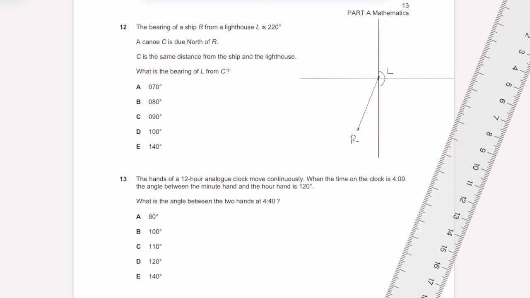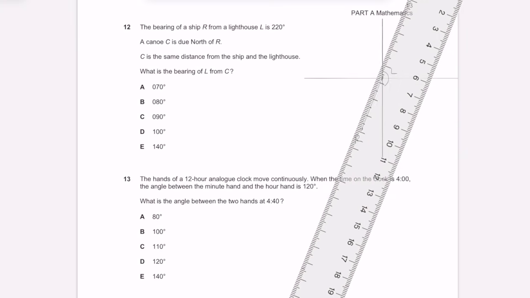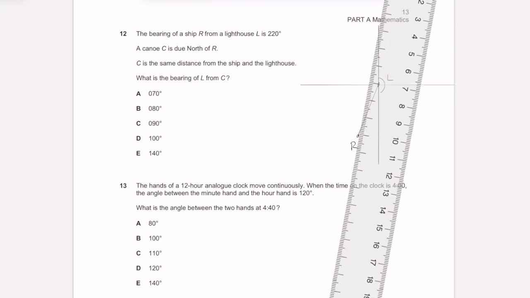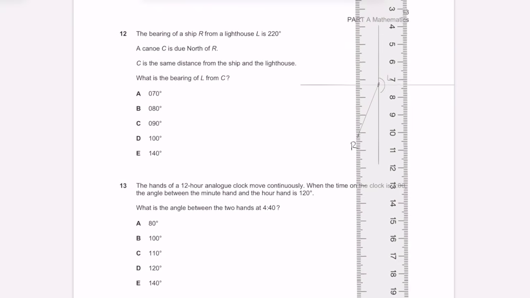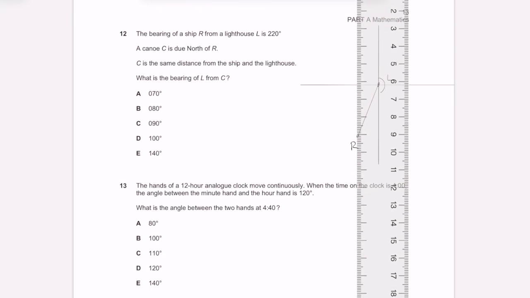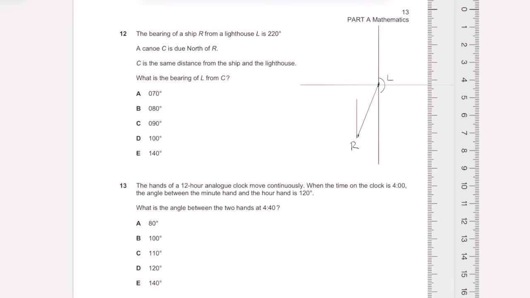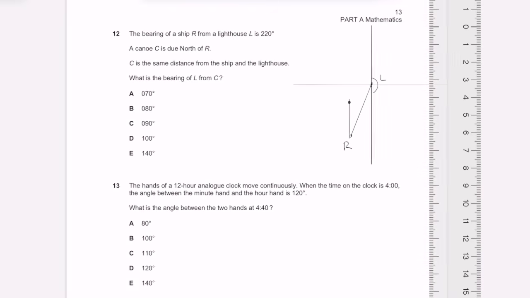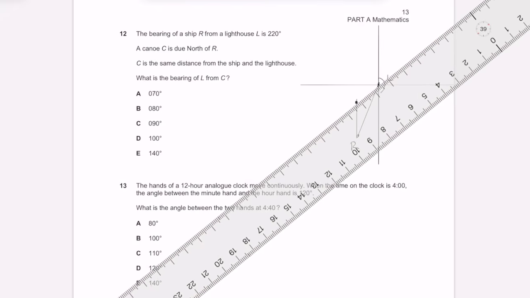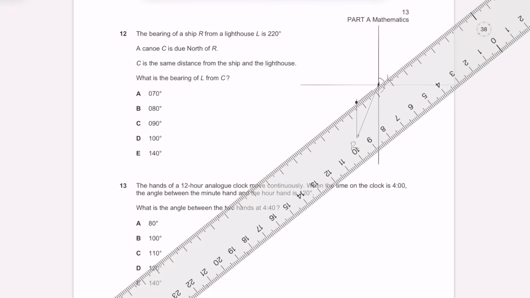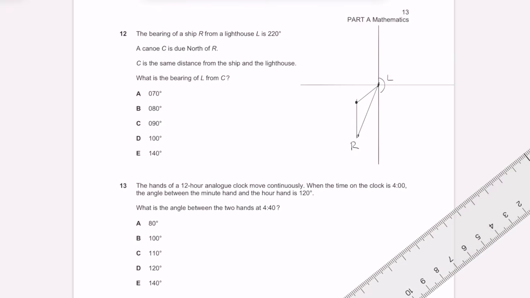Now C is due north of R, and C is the same distance from the ship and the lighthouse. So if I was to essentially place C, it'd be somewhere here, directly due north. And it's going to be such that, maybe I'm just going to place it a little bit closer to here, this distance here is going to be the same as this distance here. So if this here is C, that distance is the same as this one.